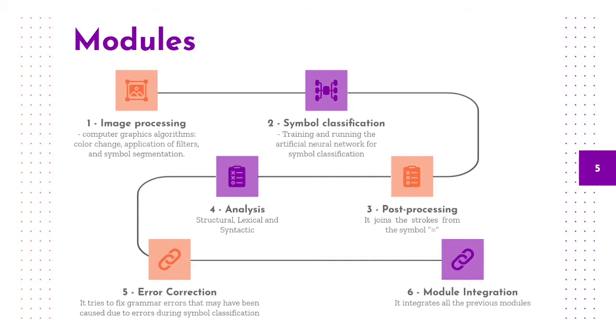There is the analysis step, which includes the structural, lexical, and syntactic analysis. There is the error correction step. Here, it tries to fix some grammar errors that may have been caused due to errors during symbol classification step. And finally, there is the module integration, where all the previous modules are integrated to create the API.